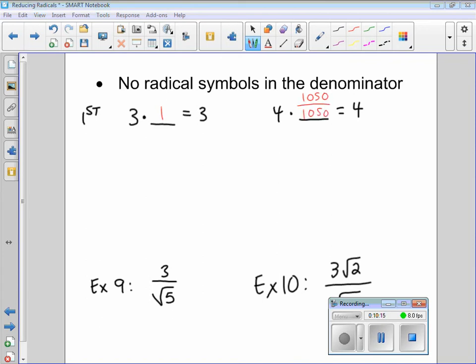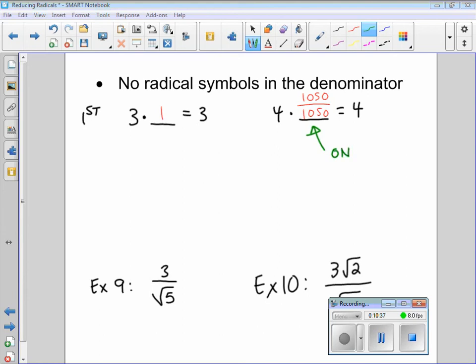I bet you none of you thought of that number, but that really is the number 1. Does everybody agree with that? That 1050 divided by 1050 is the number 1. And the reason I say that 4 times that is still 1 is that what we find is 4 times any type of 1, right?